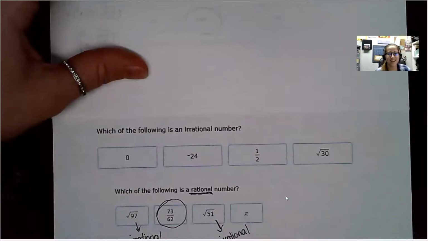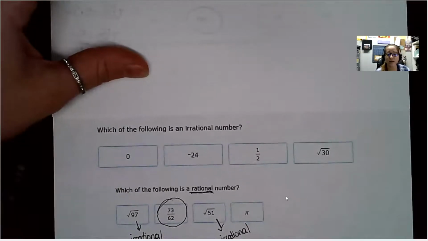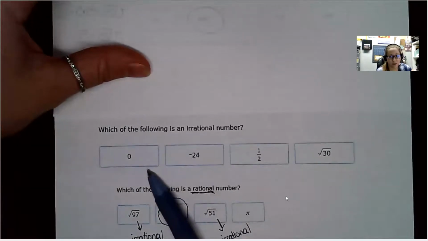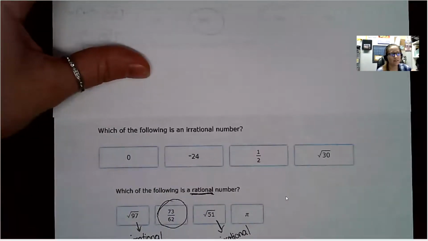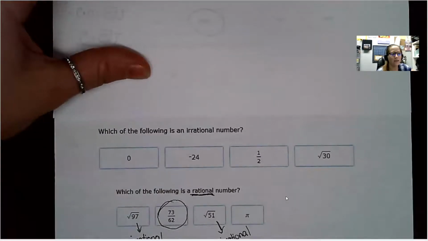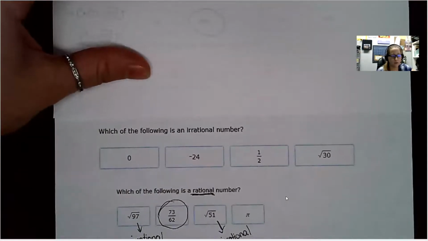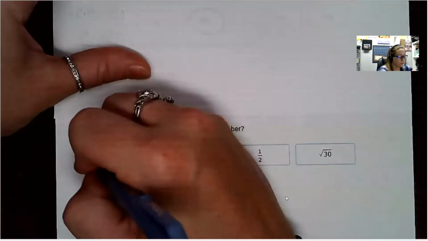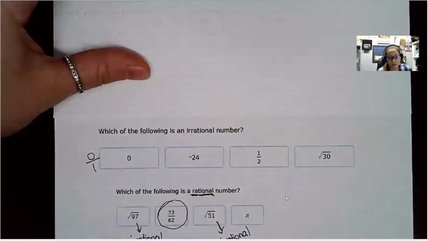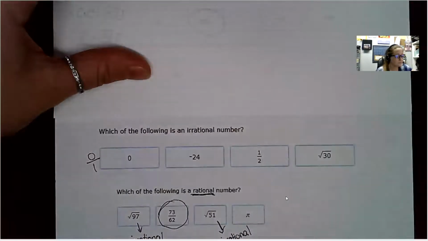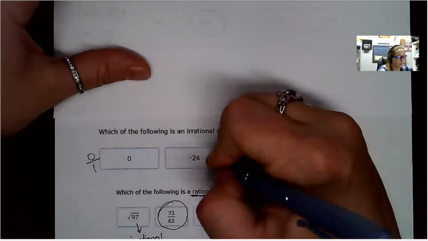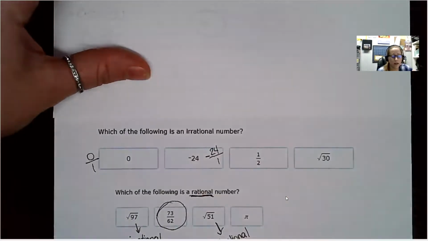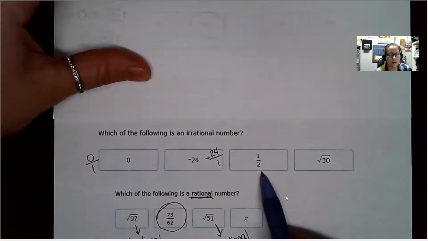For instance, the next question: which of the following is an irrational number? Okay. Well, looking at 0, it's not positive, it's not negative, but it is on the number line. And you can actually write 0 over 1, and you would just get an answer of 0. Same thing with negative 24. We can write this as negative 24 over 1, and then 1/2 is already written as a ratio.